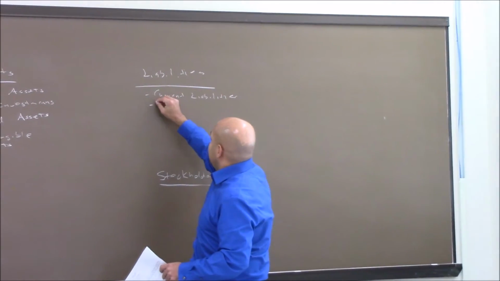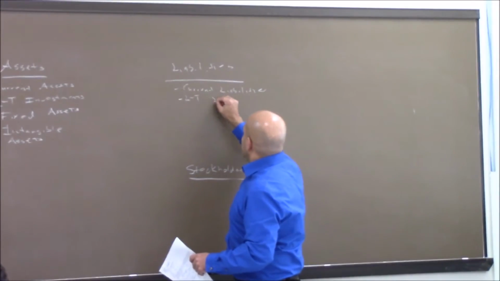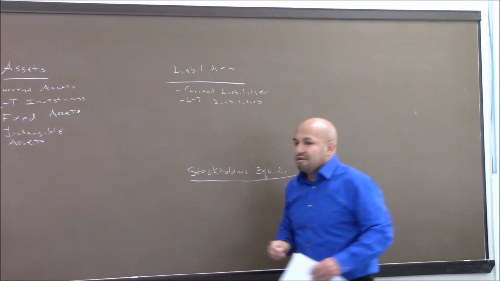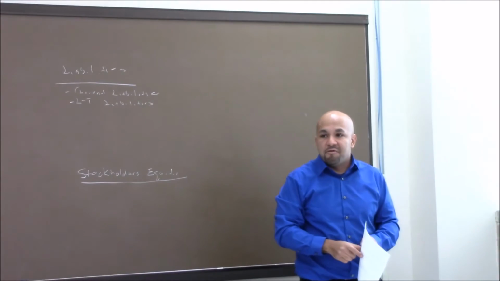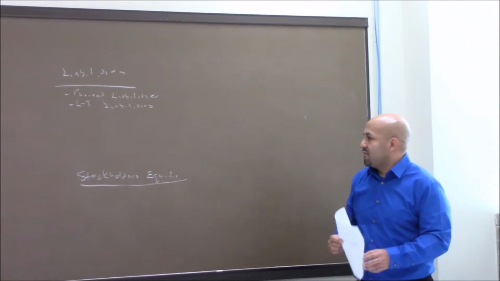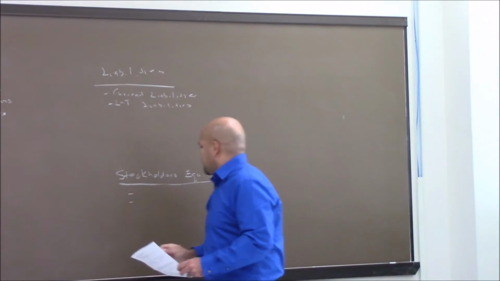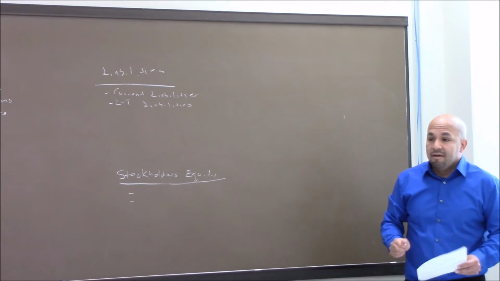Next category, long-term liabilities. These are liabilities that are due over a year. So a year and over. Stockholders' equity. We're going to cover this in more detail next week.